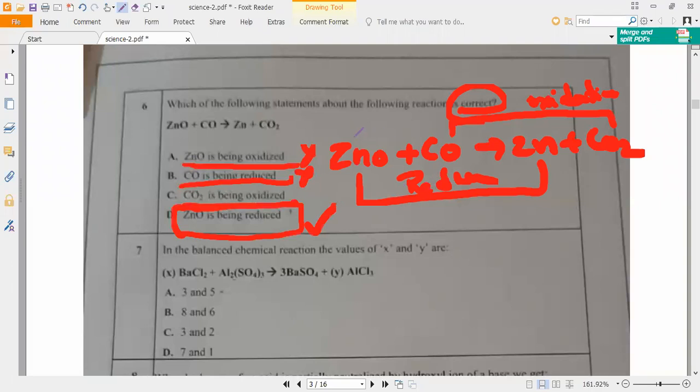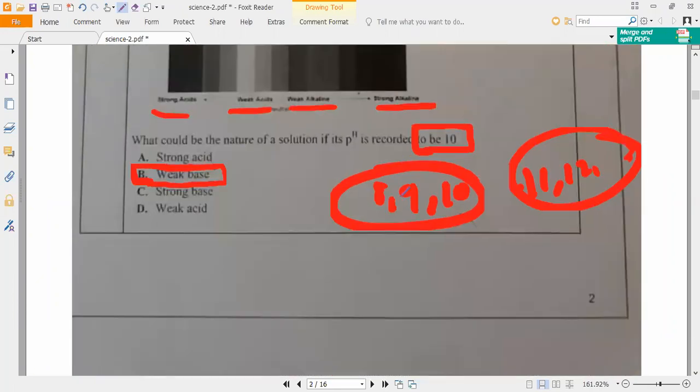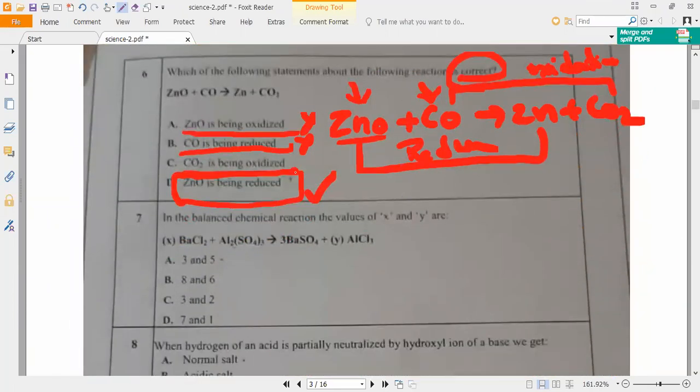Now, who is the oxidizing agent? This is the oxidizing agent, and this is the reducing agent. But here people will question, sir, carbon monoxide has oxygen, then how is it a reducing agent? Yes, it is a reducing agent because it is removing oxygen from ZnO. Do you understand what I'm saying? So that is the reason. Is it okay, guys? Be very careful. So the answer is ZnO is being reduced.